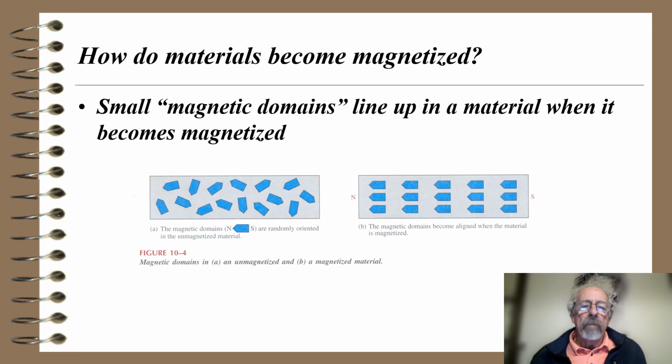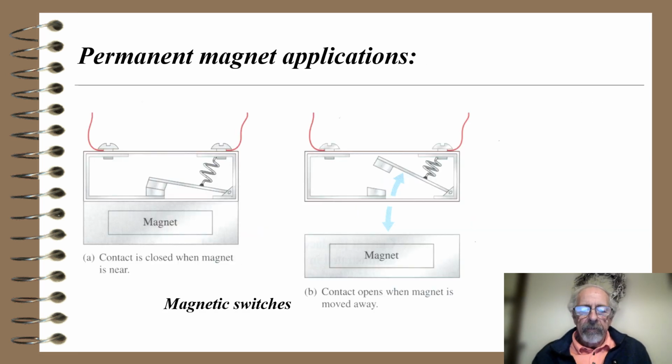The question might be, how do materials become magnetized? Well, small magnetic domains line up in a material when it becomes magnetized. And of course, since the Earth is a large magnet, any type of ferromagnetic material, if it's just in one place for a long time, will eventually become magnetized by the Earth's magnetic field. So in this figure 10.4, these little blue-shaped objects, which are all random on the left-hand side, aren't lined up, so therefore there's no magnetic field there. On the right-hand side, notice they've been lined up due to the force of a strong magnetic field, and there's a north and south pole now to that magnetic material.